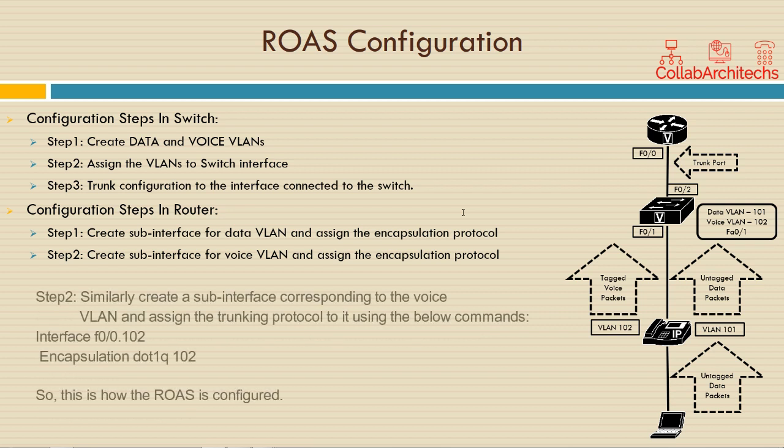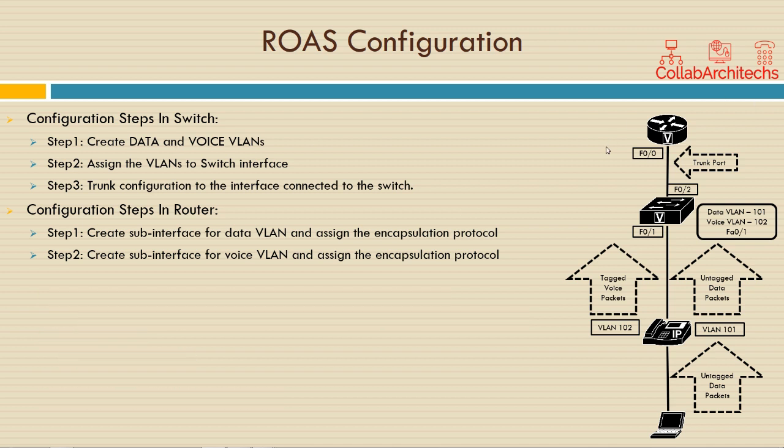Similarly, create another sub-interface corresponding to the voice VLAN and assign the trunking protocol to it using the command interface F0/0.102, 102 which refers to the voice VLAN, and fire the command encapsulation dot1Q 102. So this is how ROAS is configured, and you can take a reference of the commands from this diagram.